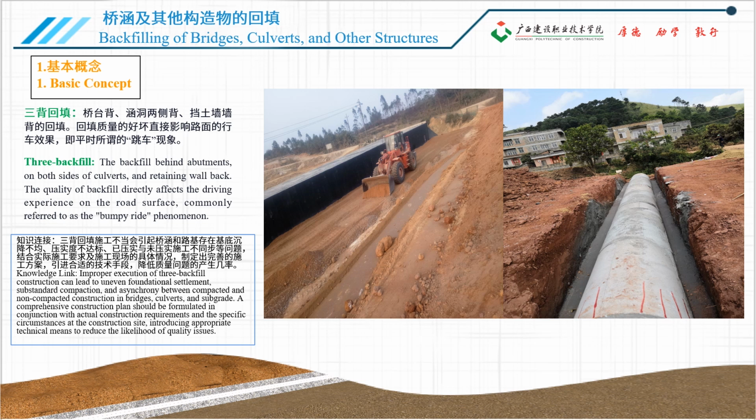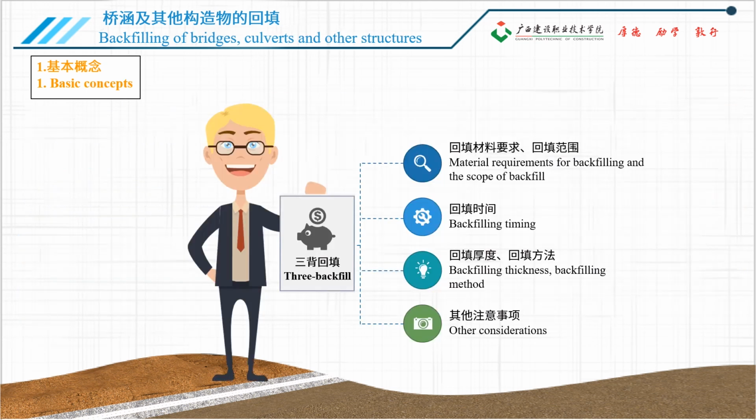The quality of 3 backfill directly affects the driving effect of the road surface, which is commonly known as the bumpy ride phenomenon. The construction process of 3 backfill is the same as that of soil embankment construction, which is to fill and compact layer by layer horizontally from low to high. Before filling, the area that needs to be backfilled should be cleaned up, and there should be no floating soil or impurities. The construction quality control is mainly carried out from the following aspects.